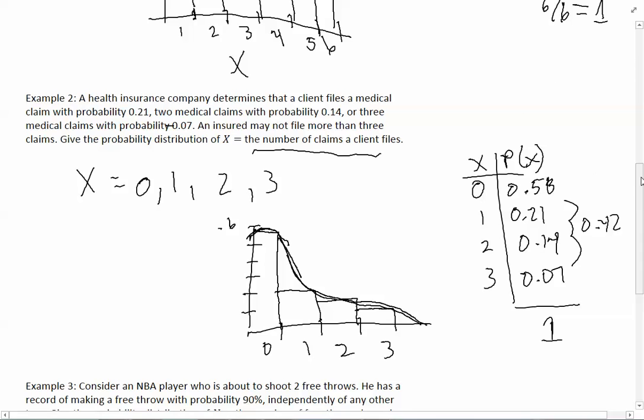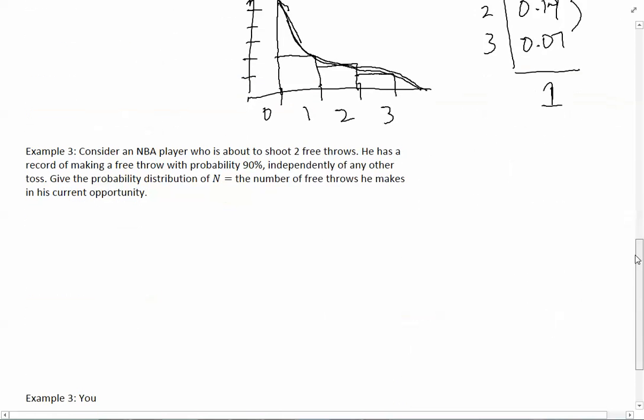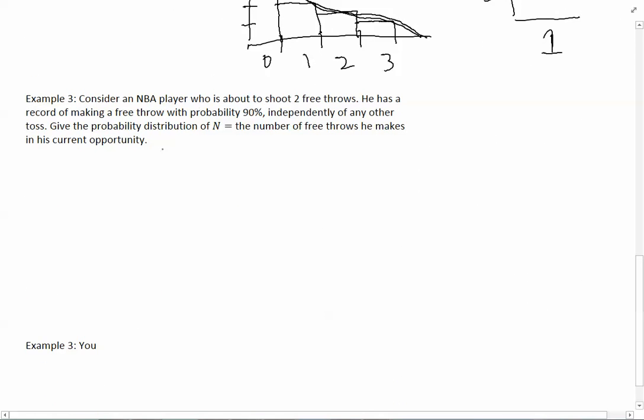So let's do another example. Consider an NBA player who is about to shoot two free throws. He has a record of making a free throw with probability 90%, independently of any other shot, I should say. Give the probability distribution of n equals the number of free throws he makes in his current opportunity.